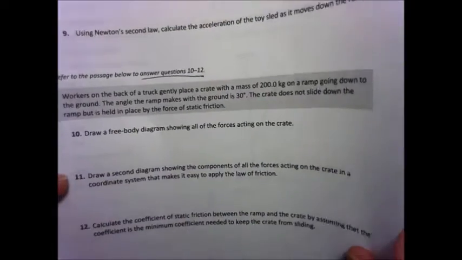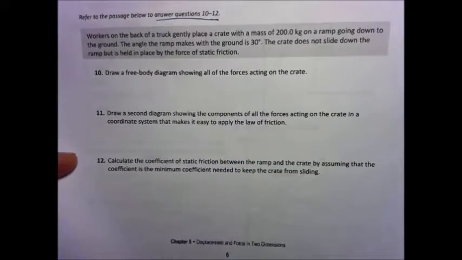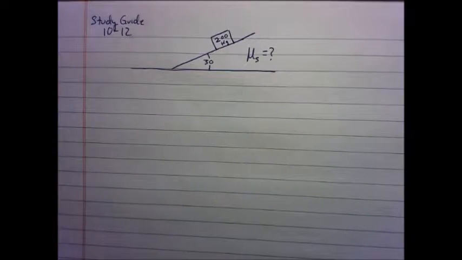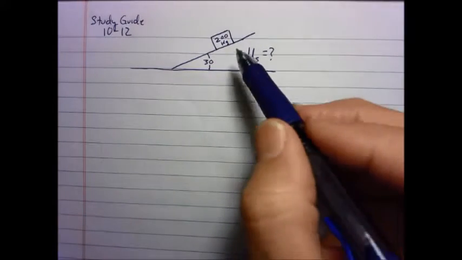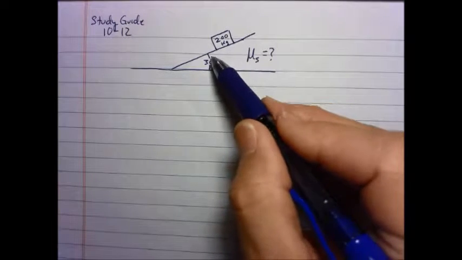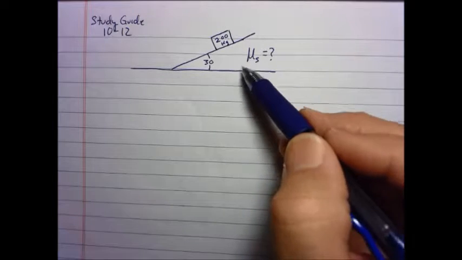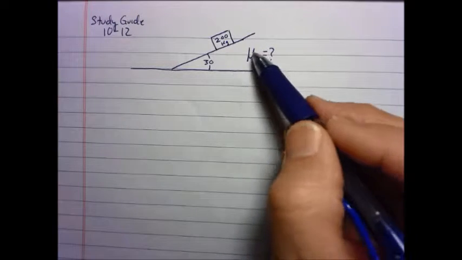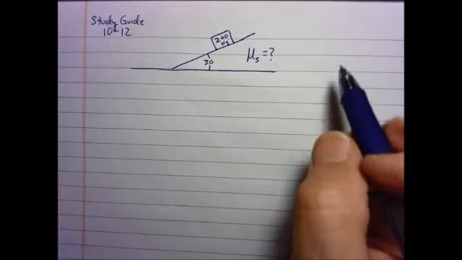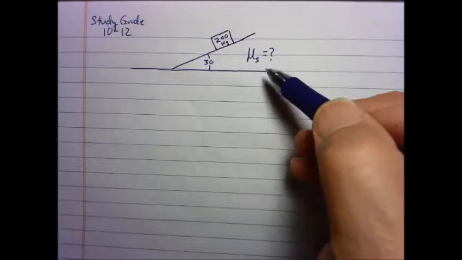The other problem that I wanted you to have a look at on your study guide was problems 10 through 12 on page 6. In this problem, we're told that two guys put a crate on a ramp that makes an angle of 30 degrees to the ground, and the crate of mass 200 kilograms doesn't slide down, but it's held there in place by the force of friction. We're curious as to what is the coefficient of static friction.